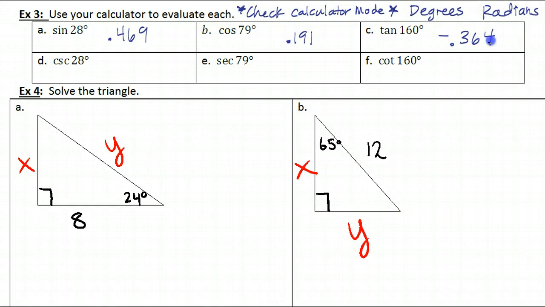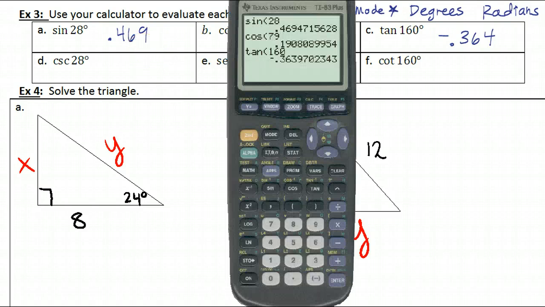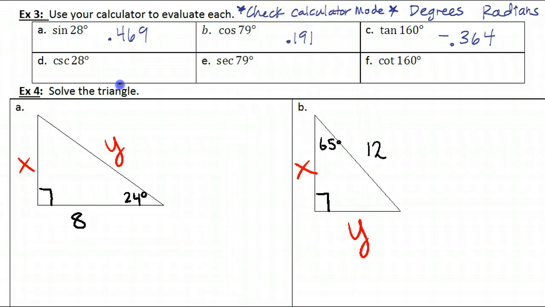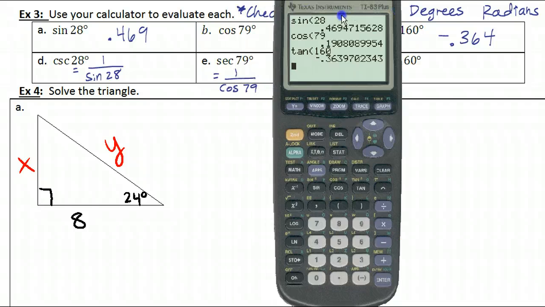Now, here's where it gets more difficult. Our calculator does not have a cosecant, secant, or cotangent button. You might see on your calculator these little sine to the negative 1. That's for something else. We're going to learn about that in section 13.4. In order to get cosecant of 28, I need to type into my calculator 1 divided by sine of 28, because cosecant and sine are the ones that match. Secant matches with cosine, so in order to get this one, I have to type in 1 divided by cosine of 79 for E.